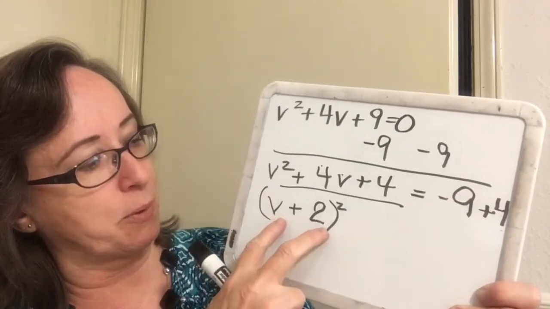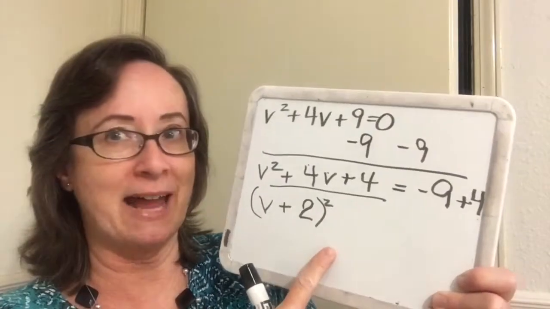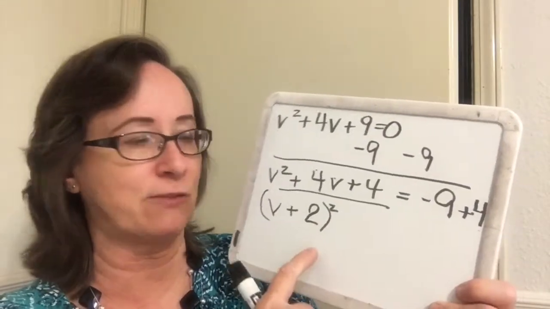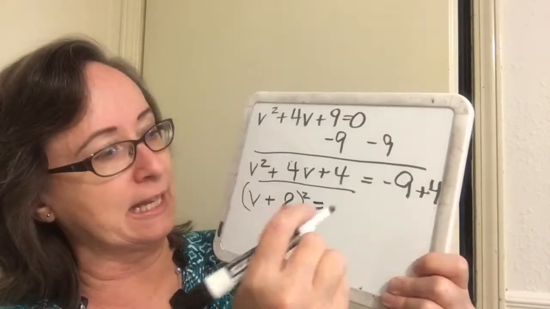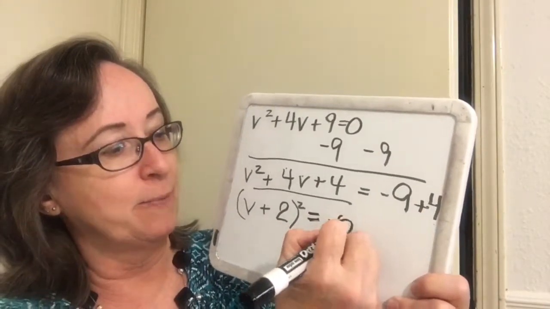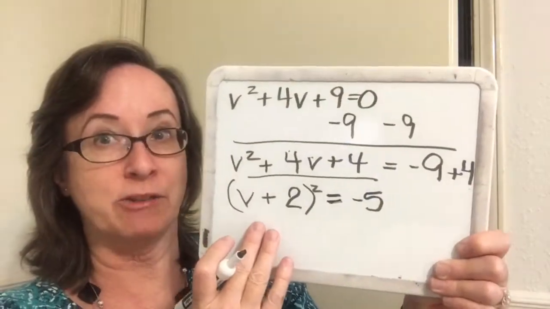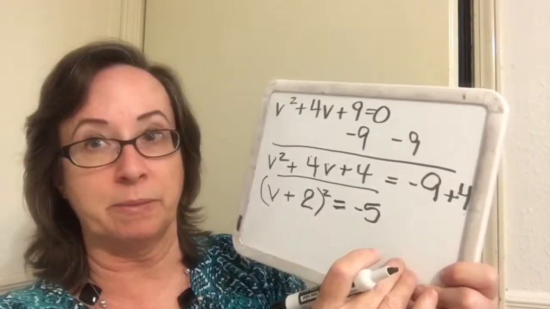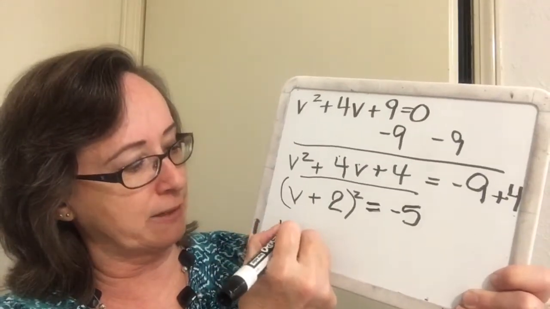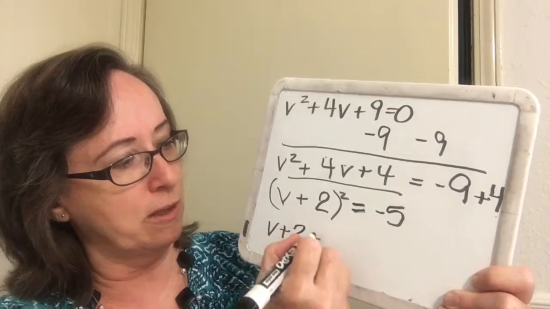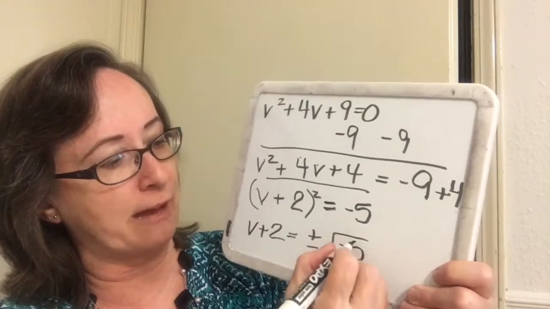First term squared, product doubled, last term squared. It works. So now I have a perfect square trinomial in its factored form. And on the other side, I have a negative 5. Negative 9 plus 4 is negative 5, which means I'm going to have complex answers. Now I'm ready to use my square root property. I take the square root of both sides, remembering my plus and minus. So the left-hand side, when I take the square root, I get a v plus 2. On the right-hand side, I'm going to get plus or minus the square root of negative 5.